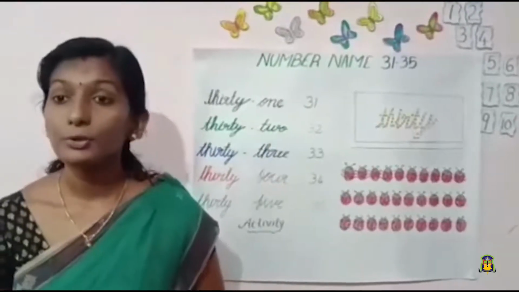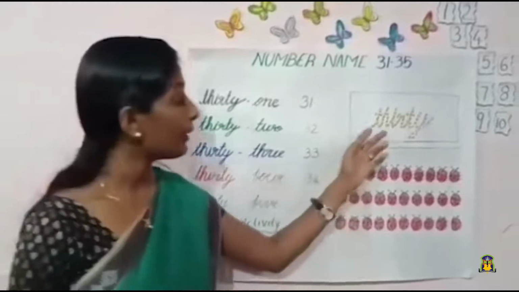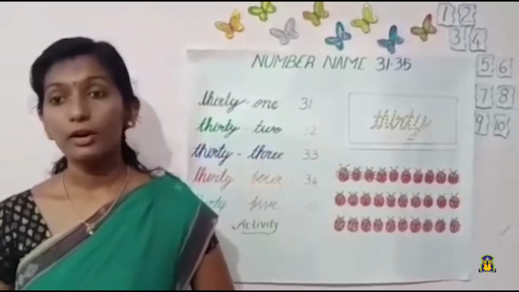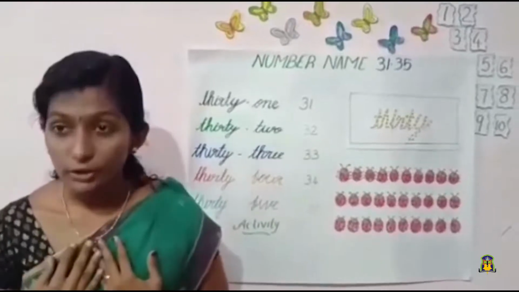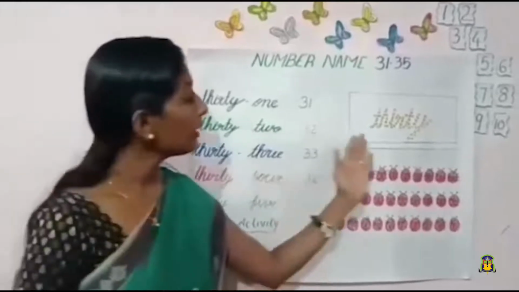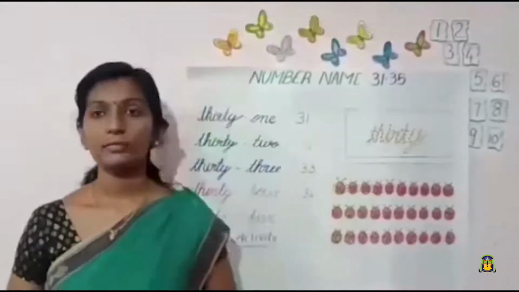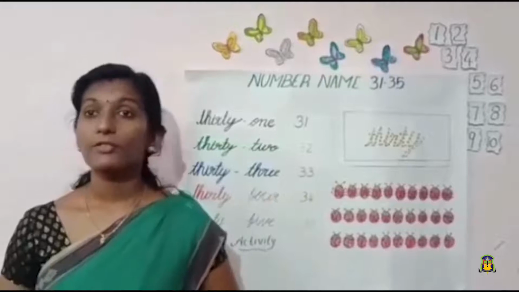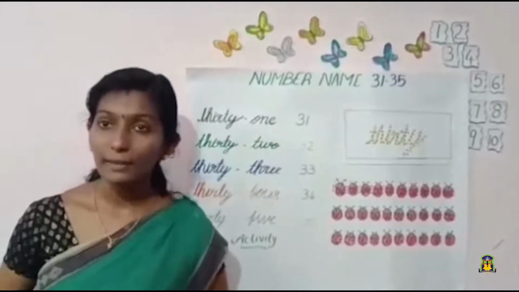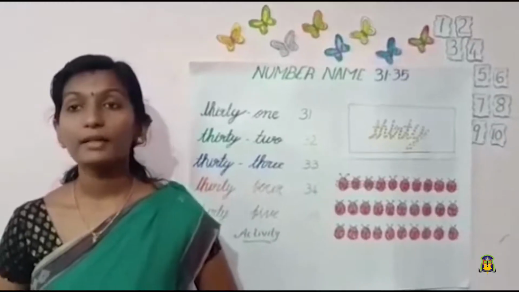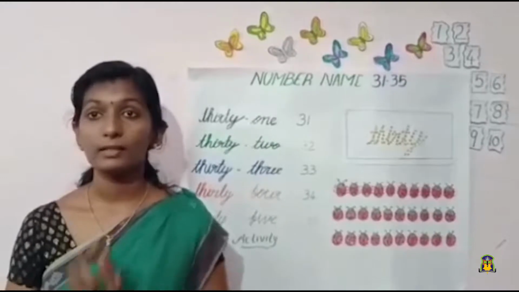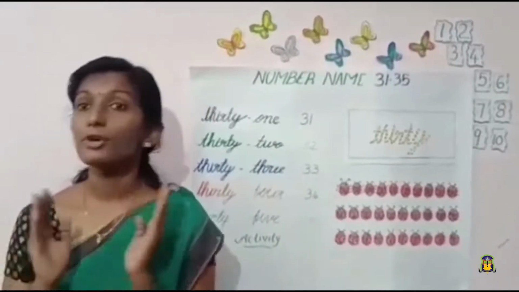I got a new number name, number 30. You can also do it in your home. Today, ma'am is going to talk about 5 numbers starting with 30. We can call them by a name: number 30 family. What is number 30 family? It comes from 30 to 39.